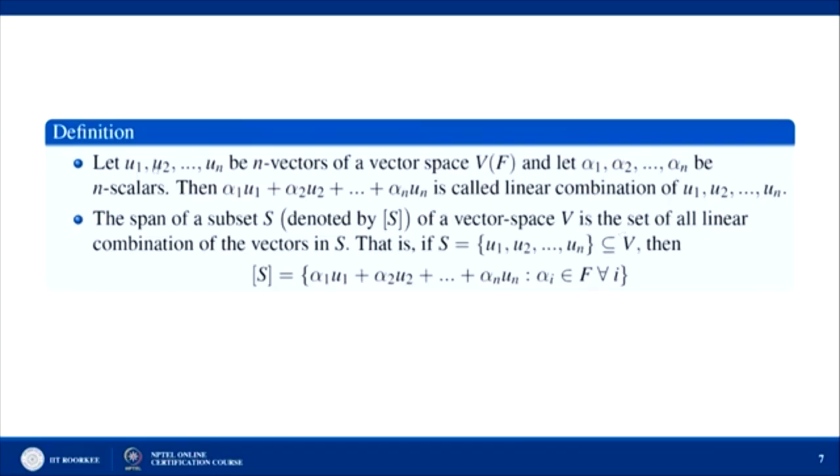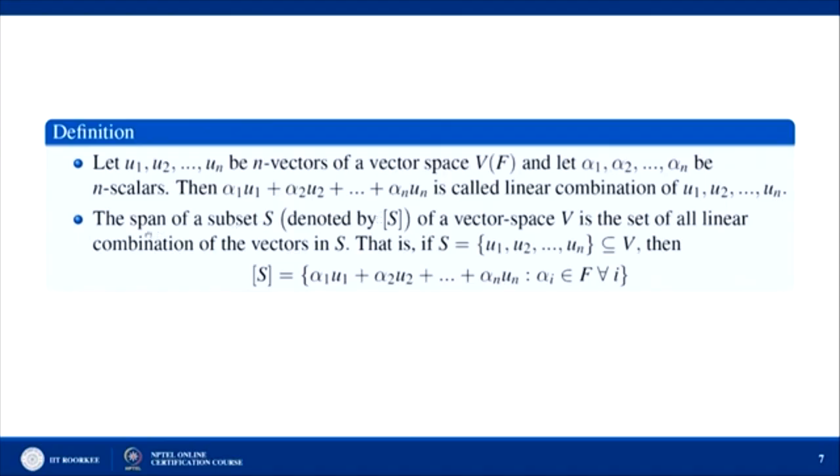Now, let u1, u2 up to un be n vectors of a vector space V, and let the alpha i's be n scalars. Then if you take alpha 1 u1 plus alpha 2 u2 and so on up to alpha n un, this is called a linear combination of u1, u2 up to un. This will be a new vector, and it definitely belongs to V, because V is a vector space. By the closure property of scalar multiplication and vector addition, this element will be in V itself.